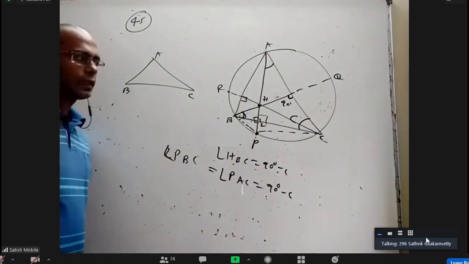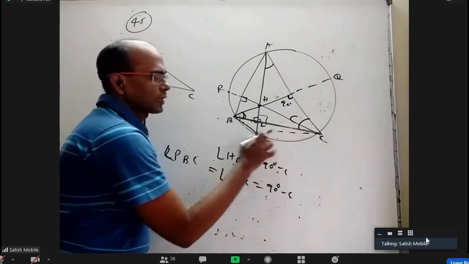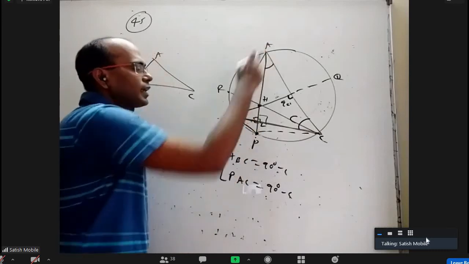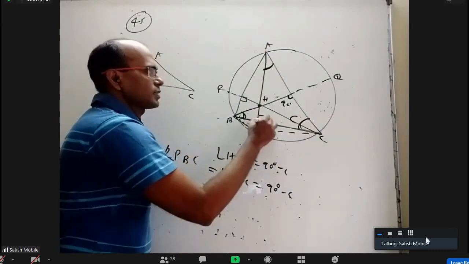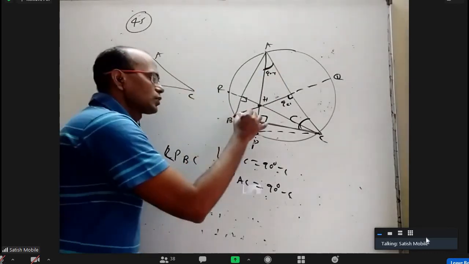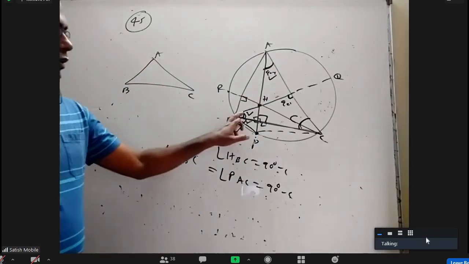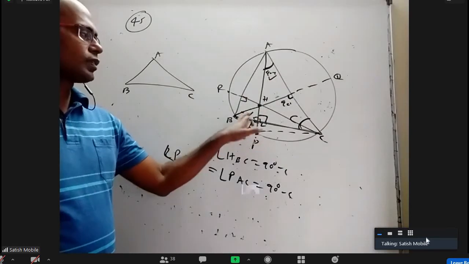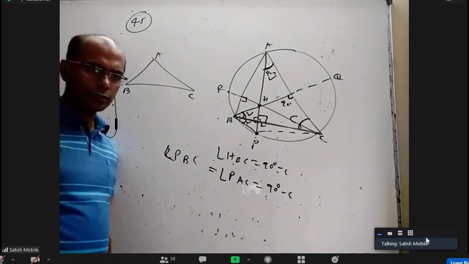Yes, sir. Angles in the same segment are equal. This angle PBC is subtended by the chord PC at B, and the angle PAC by the chord PC at A. So PBC and PAC are the same. Because this is C, this is 90, this is 90 minus C, even this is also 90 minus C. So this one is 90 minus C, this one is 90 minus C, and this one is 90 minus C. Because these two are equal, even these two are also equal. Is it all right?